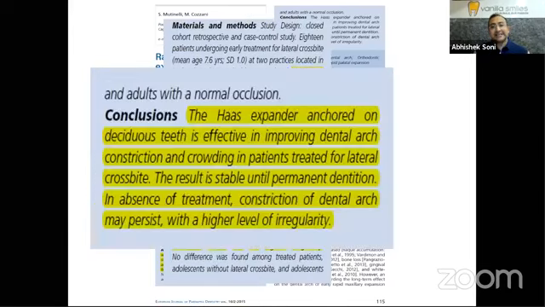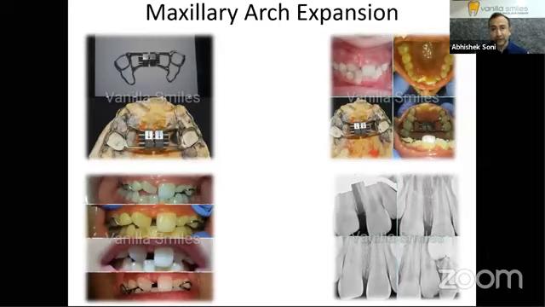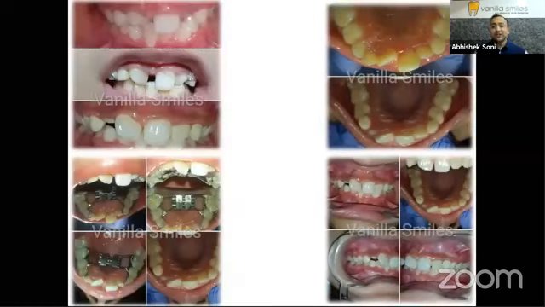And these Haas expanders are specific because we are taking anchorage from the primary molars and the primary canines rather than the permanent molars. So this was one particular case wherein the child had anterior crossbite, which eventually got corrected with the Haas expander. And now you can see that the laterals which were rotated have derotated and have come in line into the arch.